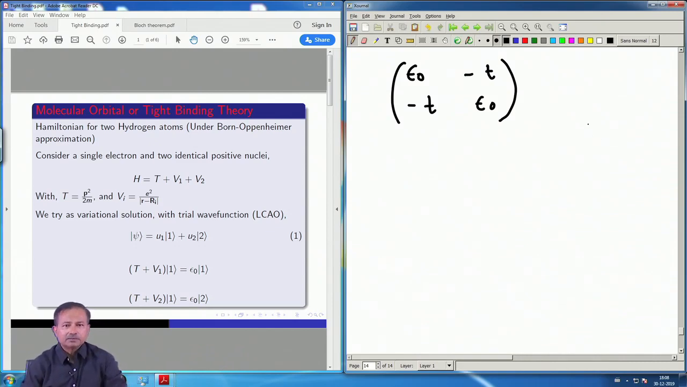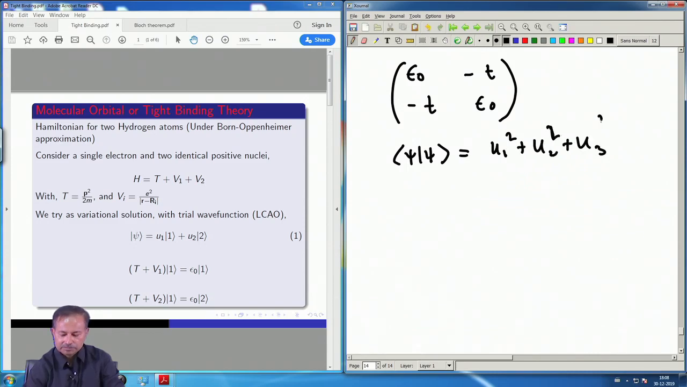Now, if I had one more atom, what would have happened? Well, let us see what could happen. So, now we have psi with 3 elements. Remember that psi, which appeared in the denominator, will now have u1 square plus u2 square plus u3 square, and the numerator will again have similar terms.